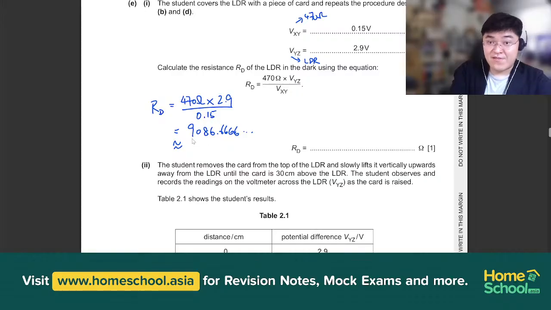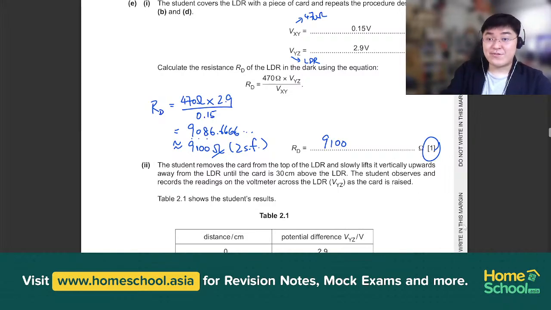Of course, we have to do our good old rounding. First significant figure, 9, second is 0, third is 8. 8 is greater than 5, so we round up the 0. So we get 9100. This is resistance, so it's ohms. So our answer is 9100 ohms, in 2 significant figures. Getting this number should get you your 1 mark.